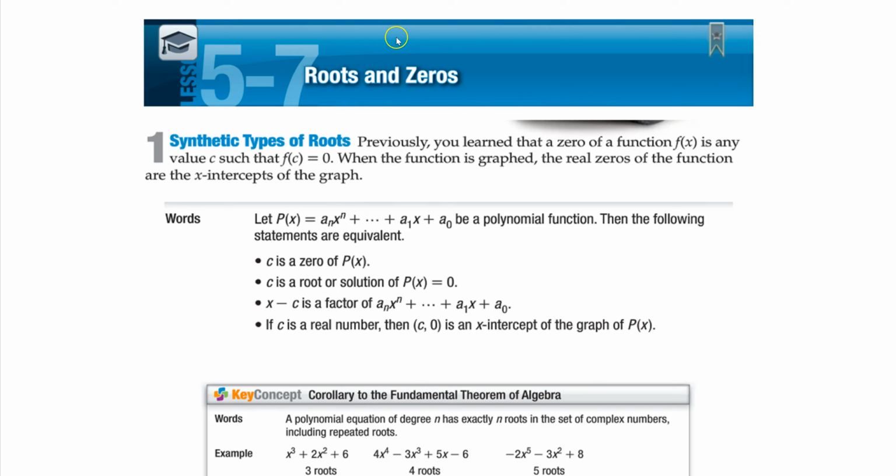5.7 Roots and Zeros. This lesson's all about how to find the roots and zeros of any polynomial equation, or most polynomial equations.